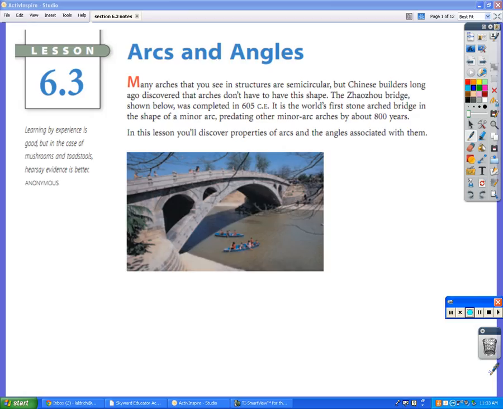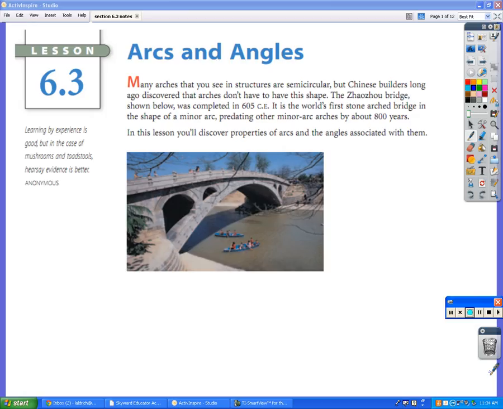It says many arches that you see in structures are semicircular, but Chinese builders long ago discovered that arches don't have to have this shape. The Zhaozhou Bridge, shown below, was completed in 605 CE. It is the world's first stone-arched bridge in the shape of a minor arc, predating other minor arches by about 800 years.